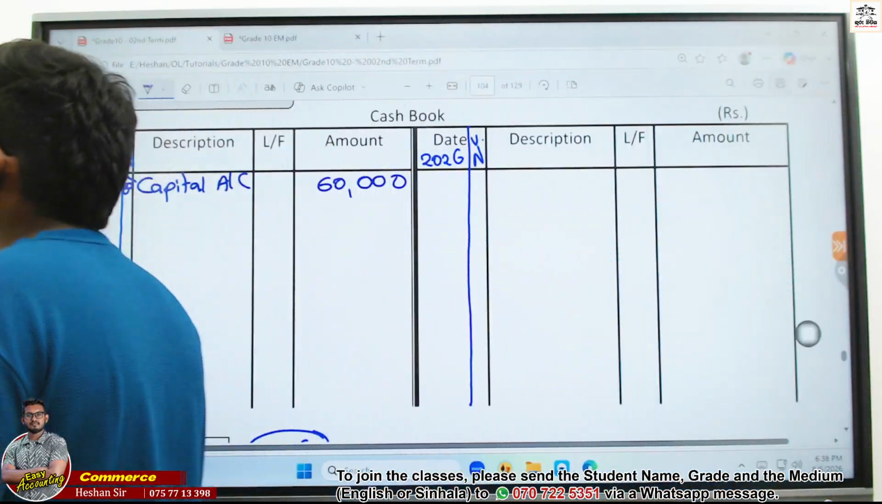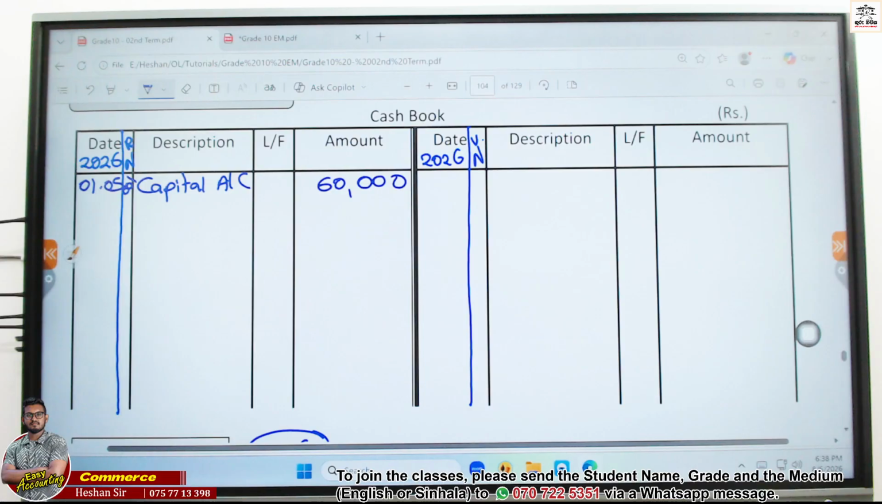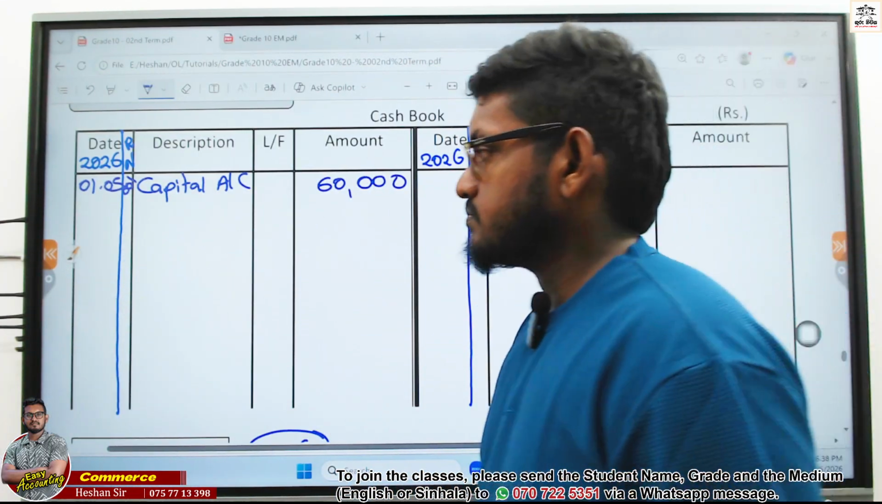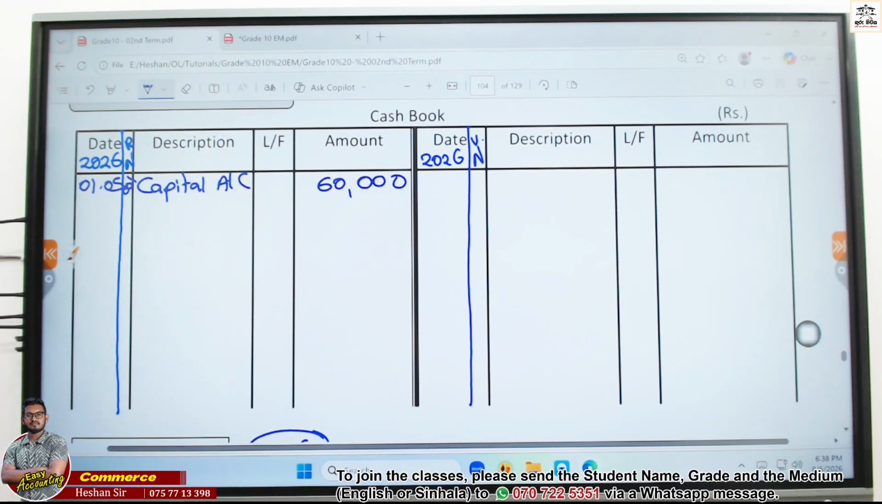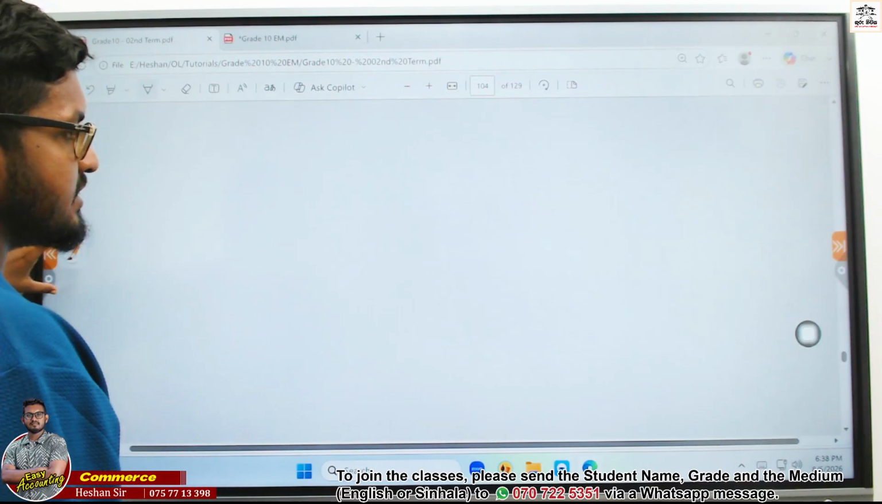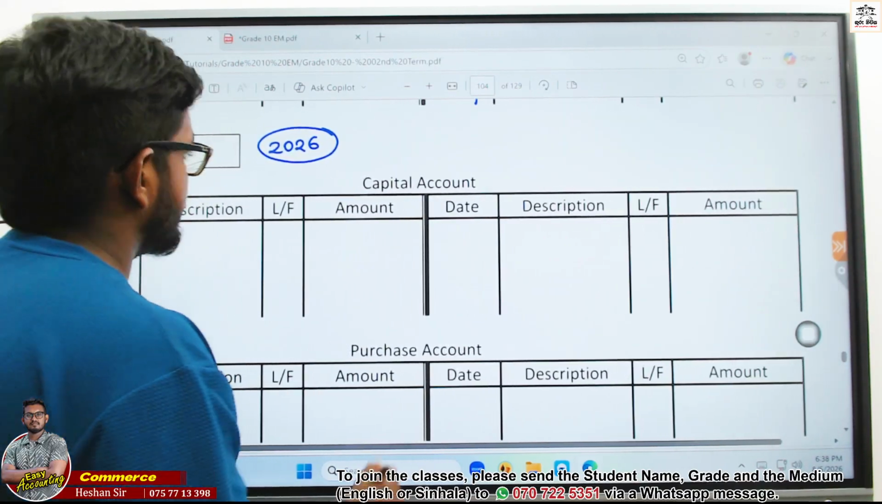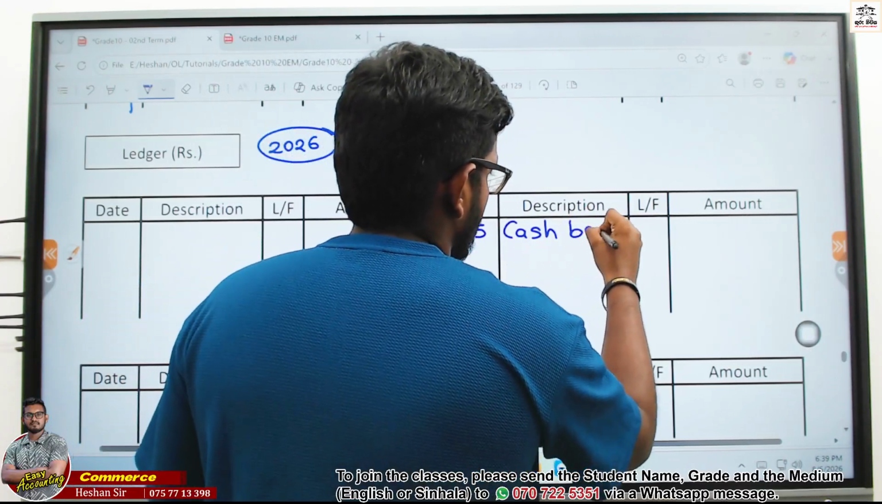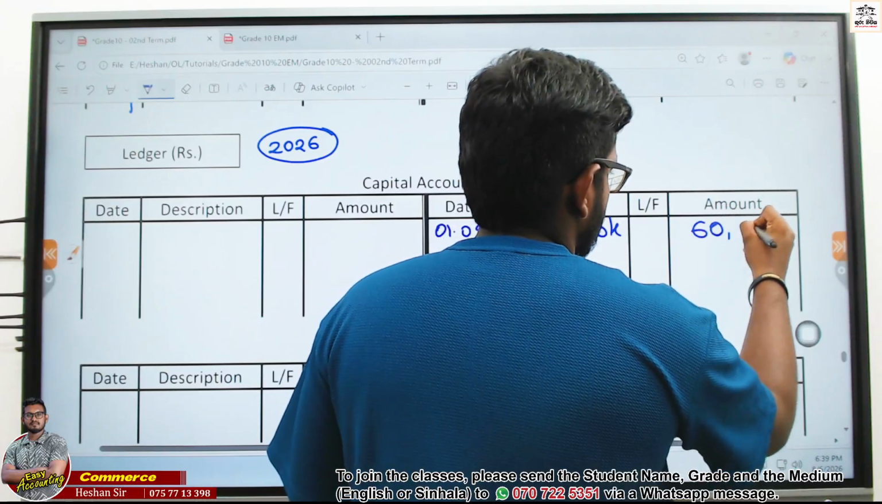Then the cash receipt: cash book debit, capital account credit. So write the credit entry name. Receipt number is 001. We write capital account 60,000. So go to the capital account. 1st of May, we write the other account name. 1st of May, we write cash book, 60,000.